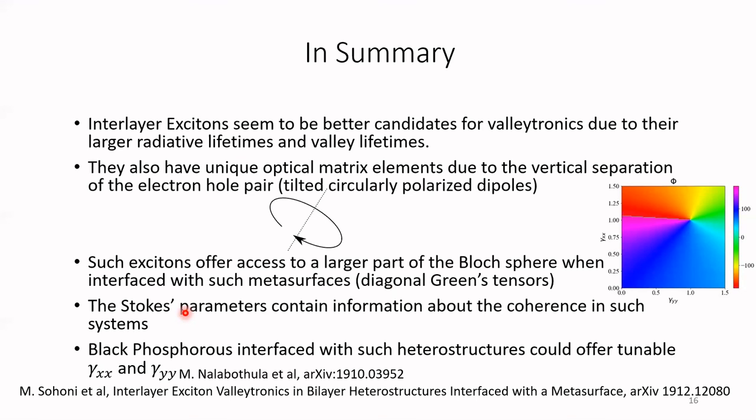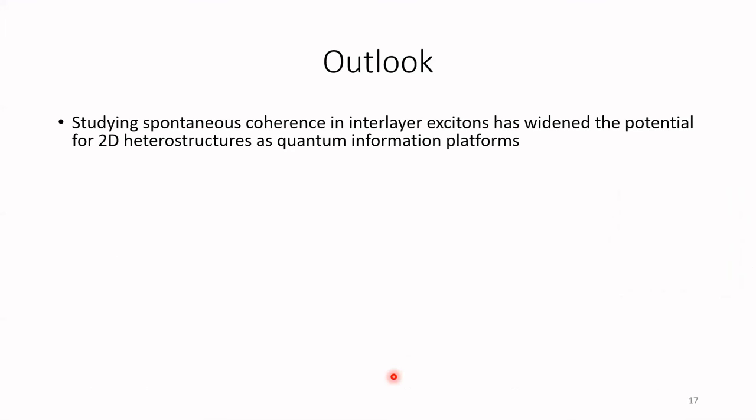One direction to look at is, instead of a metasurface, using black phosphorus, because you can tune gamma XX and gamma YY by just applying a gate voltage. With the metasurface, once you design the metasurface and nano antennas, you can't change gamma XX and gamma YY. You have to redesign the metasurface. So for actual quantum control in the future, if this becomes big, people would want to explore these sorts of heterostructures instead of metasurfaces.